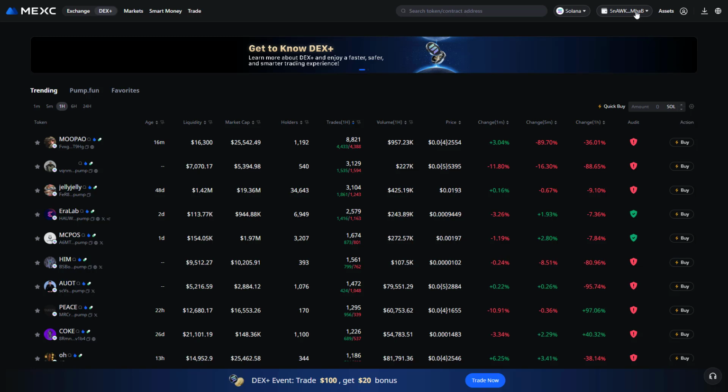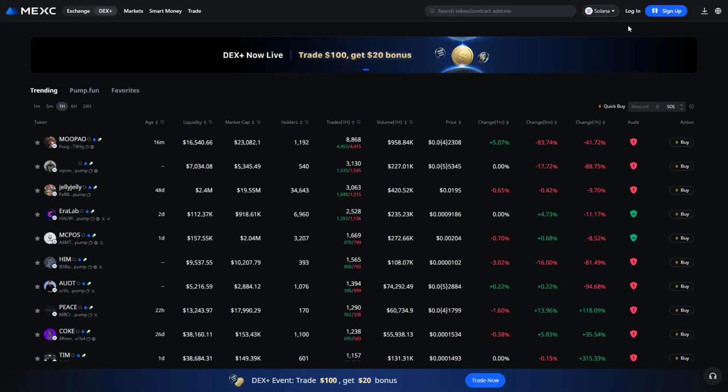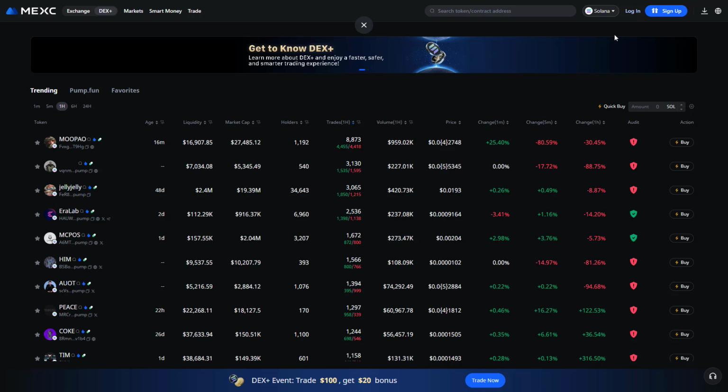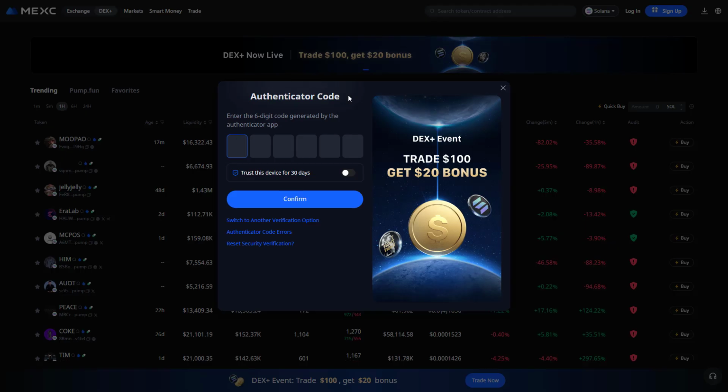How to do that? I am already connected to my account, but I will disconnect now for you. Connecting is very easy. You click login, and after that you can log into your account, or you can sign up and earn your gift here. For now I will log in again, so I will enter my information. After that they will ask you for the authenticator code, so I will go to my authenticator app on my phone and check my code.